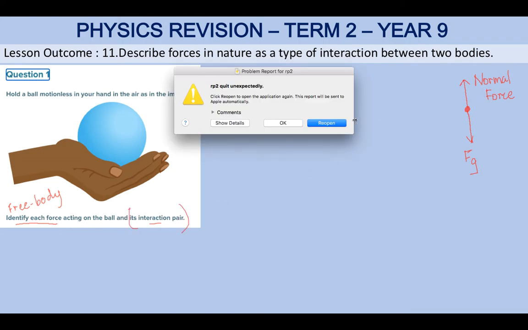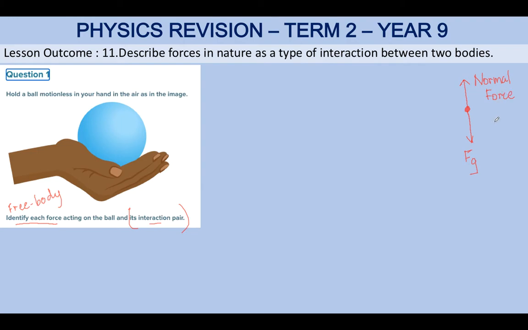Since there are two forces here, each one will have an interaction pair because a force cannot exist on its own. Now, let's see the description of this force of gravity. Where does this come from? From which object is this force acting? The force of gravity from the earth on the object. Correct? If you describe this, the force of gravity or gravitational force, the object providing this force is the earth, right? Force of gravity by the earth on the object, which is the ball.